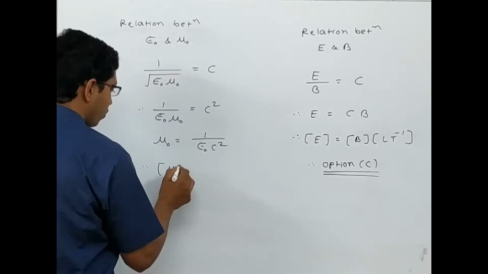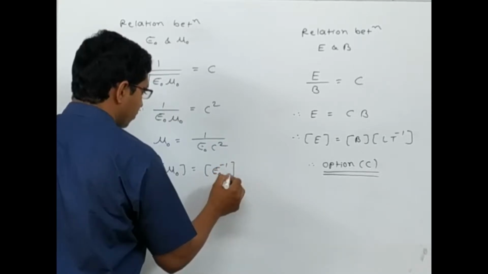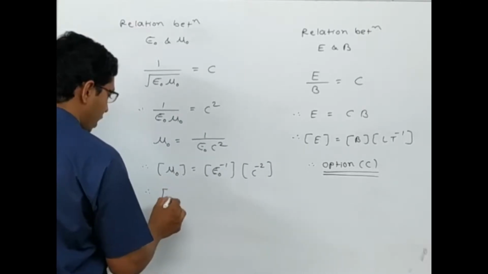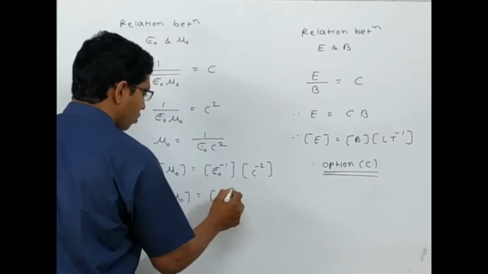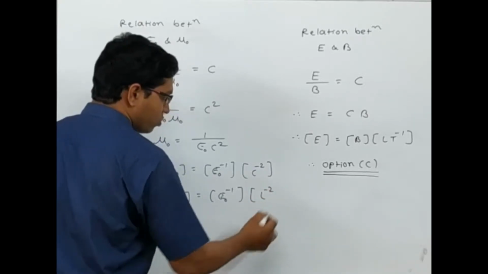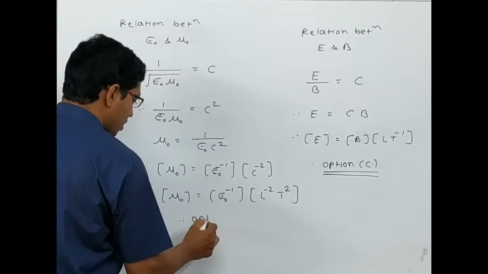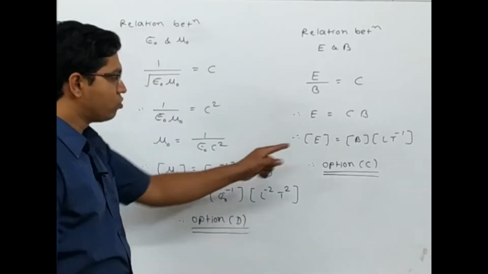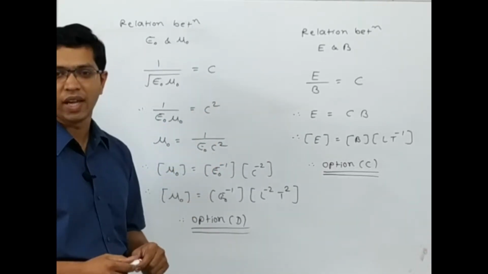Therefore the dimension of mu naught will be the dimension of epsilon 0 raised to minus 1, and this is c raised to minus 2. Therefore the dimension of mu naught will be the dimension of epsilon 0 minus 1, and the c raised to minus 2 will be L minus 2 T plus 2. Therefore the correct answer option for this is option D. So these two are very simple questions which are simply based on the formulas from the electromagnetic wave chapter.